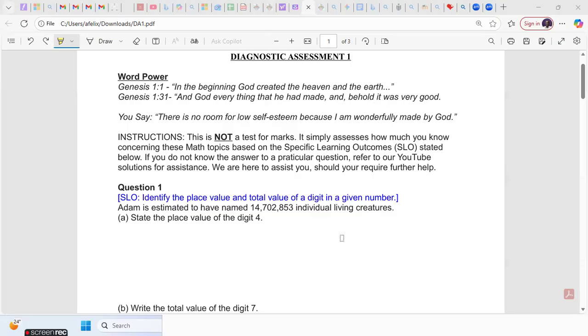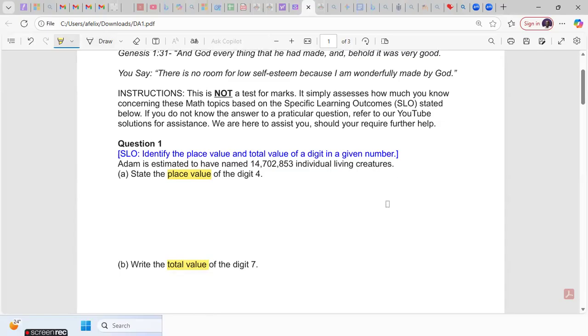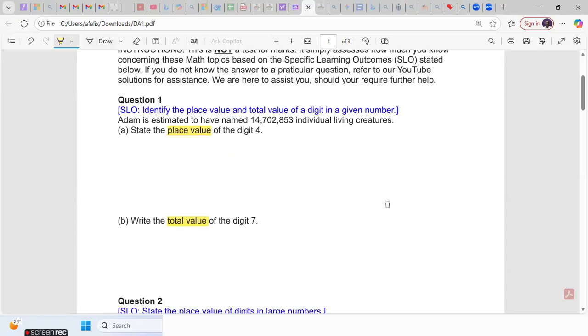the digit 7. This question wants us to distinguish between what is our place value as opposed to our value or total value. So two different parts of the question, and it's important that we can answer these parts accurately. Now, the best way to identify place value is in writing out your position of these digits.